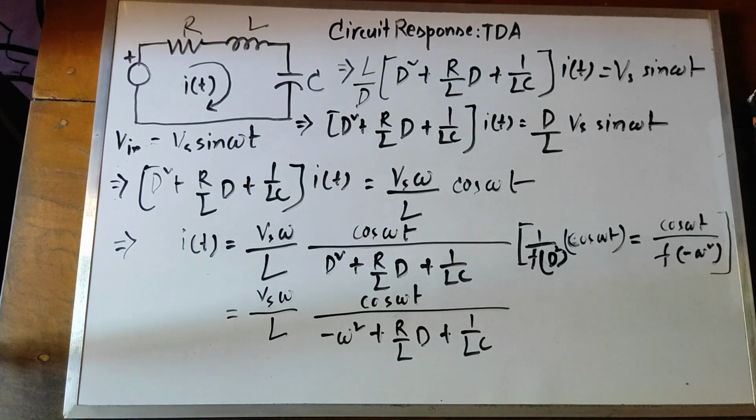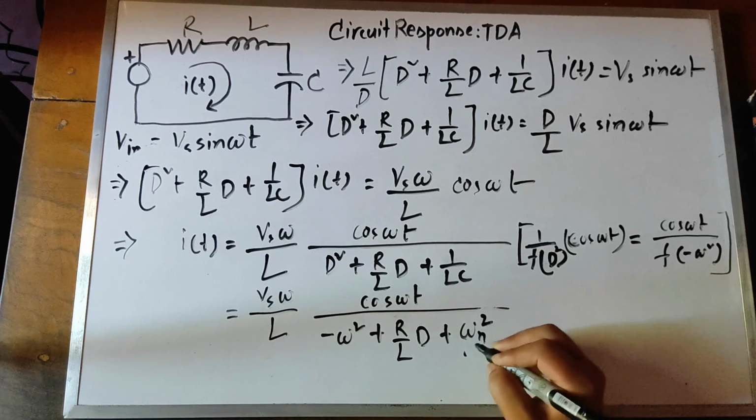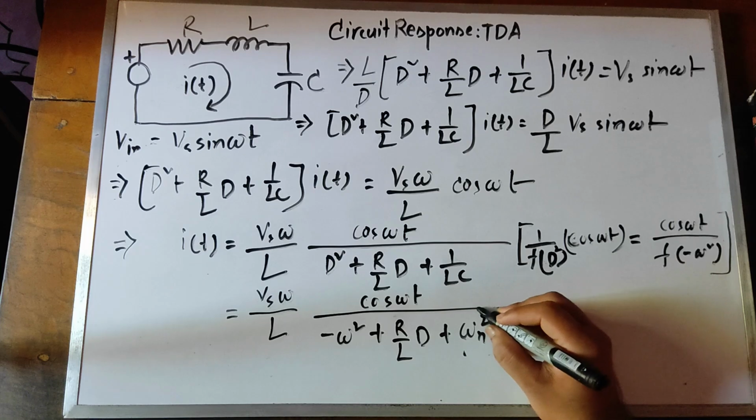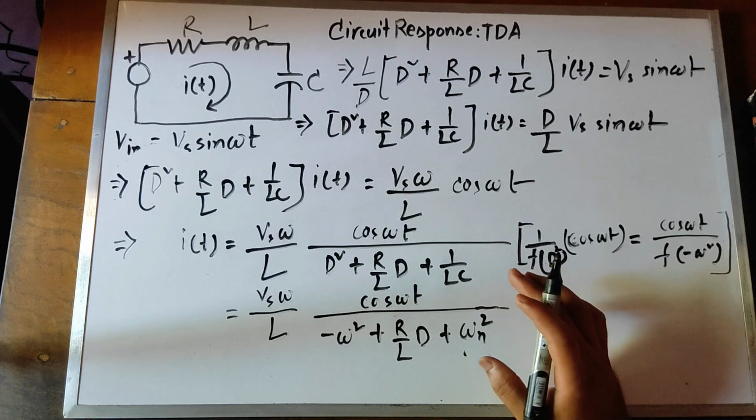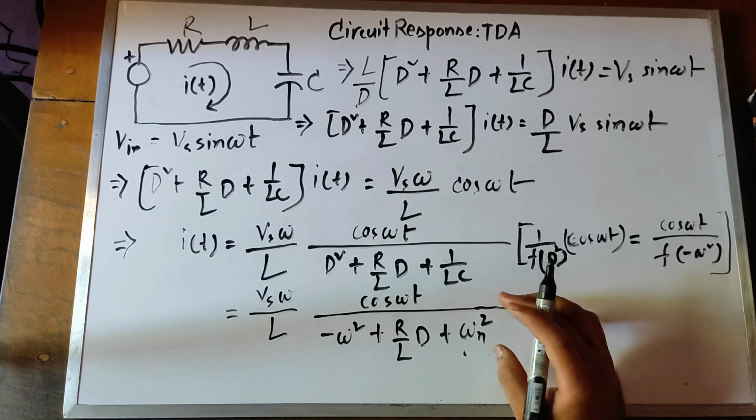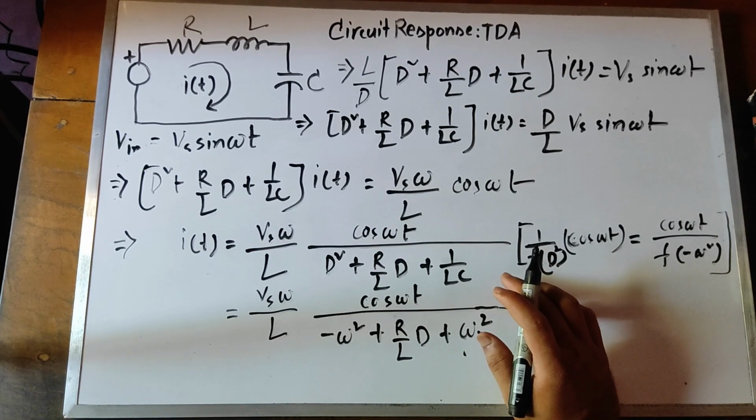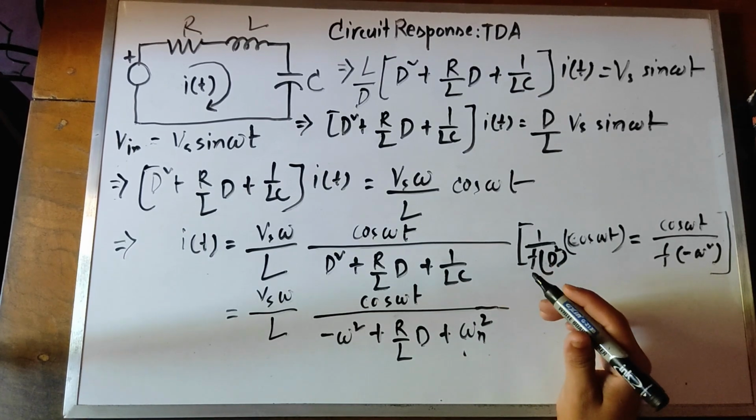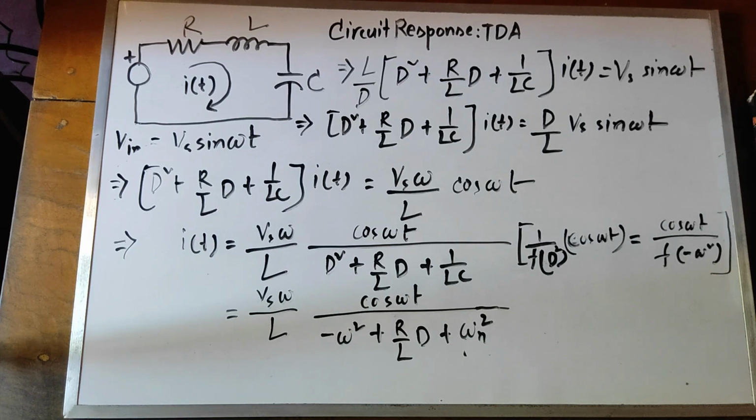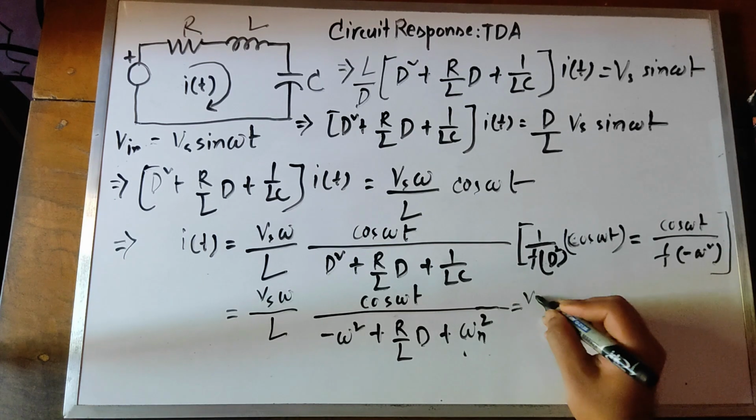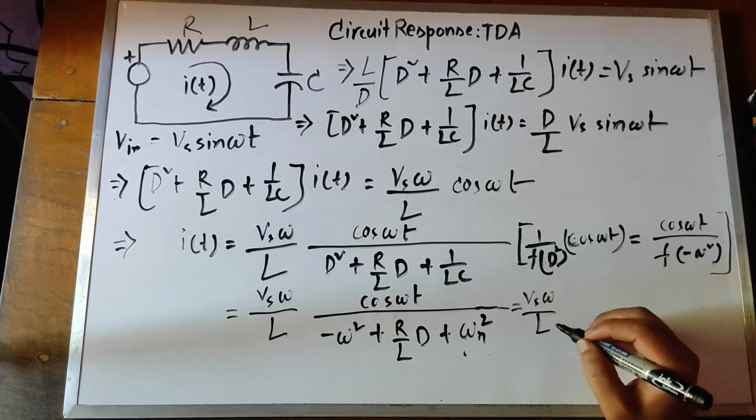So I'm gonna take this 1 by LC and replace it with omega n squared. Omega n is the natural undamped frequency. If you haven't seen my previous videos, I have discussed the undamped natural frequency in detail, so you can watch those first if you don't understand what I am doing here. So here, Vs is the magnitude, omega is the frequency, L is inductance.